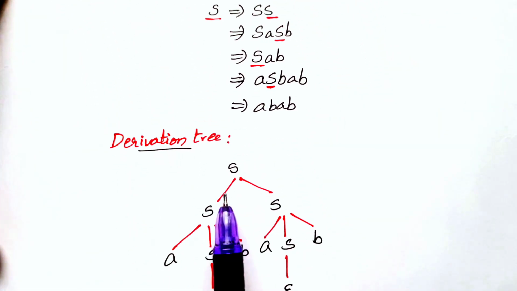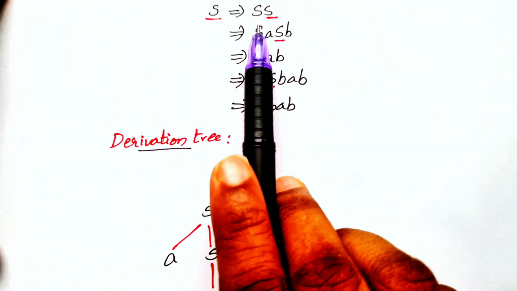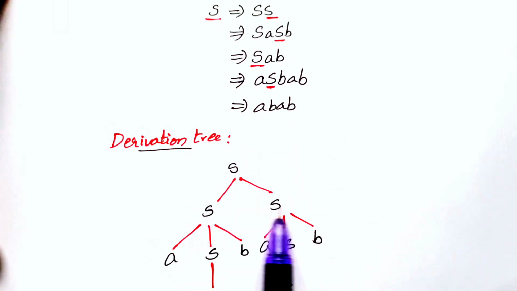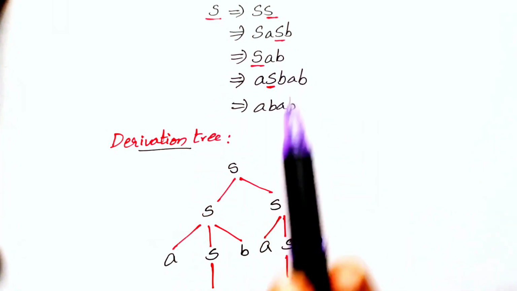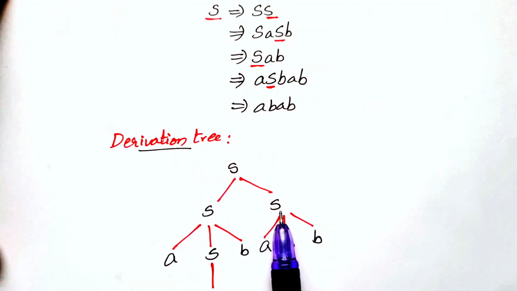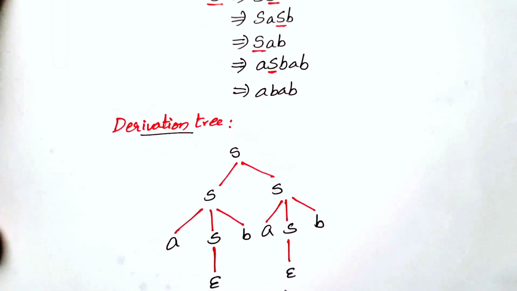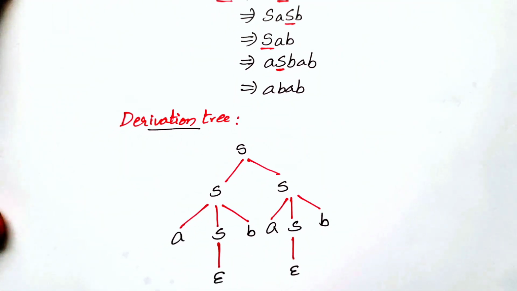And see the tree. In first step, what we have taken, S derives SS, and in next step, the second S is replaced by ASB, and then this S is replaced by epsilon. Next, first S is replaced by ASB, and then this is replaced by epsilon to get the string ABAB.